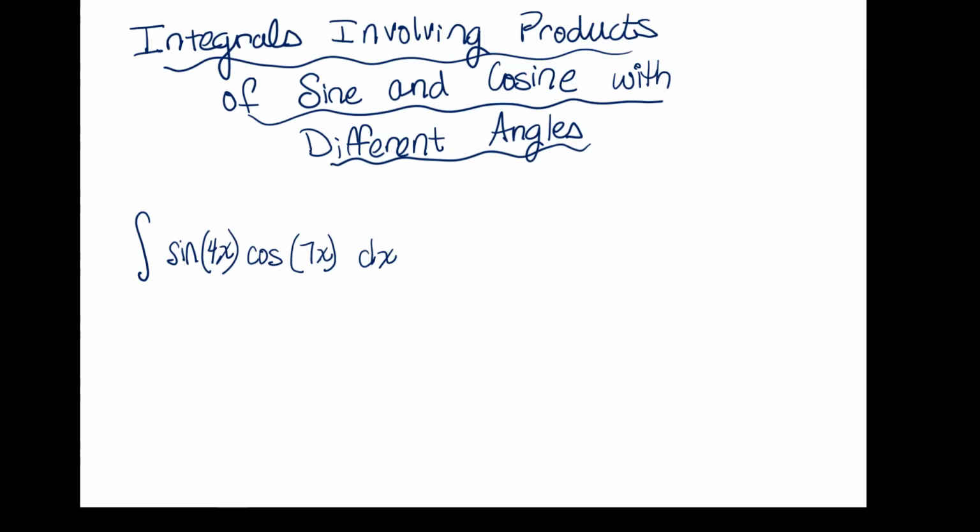In this video, I'm going to talk about how to approach an integration problem that involves a product of sine and cosine with different angles. As an example, you see here I have the integral of sine 4x times cosine 7x dx. Now you cannot use u substitution on this integration problem. U substitution will not work.